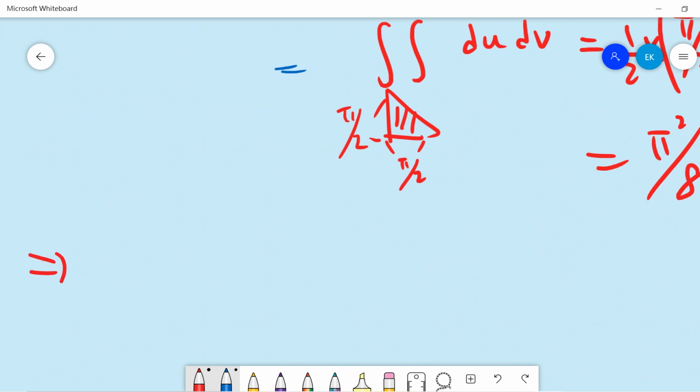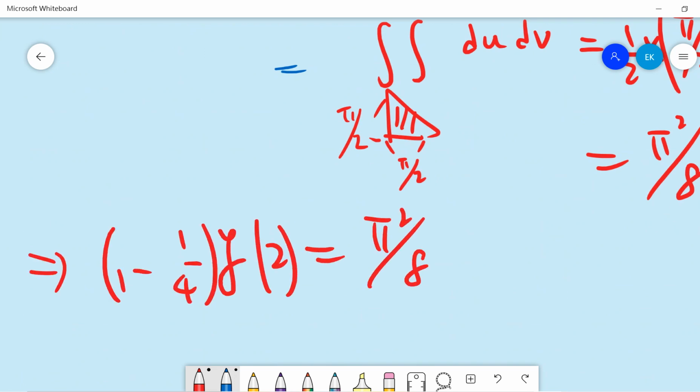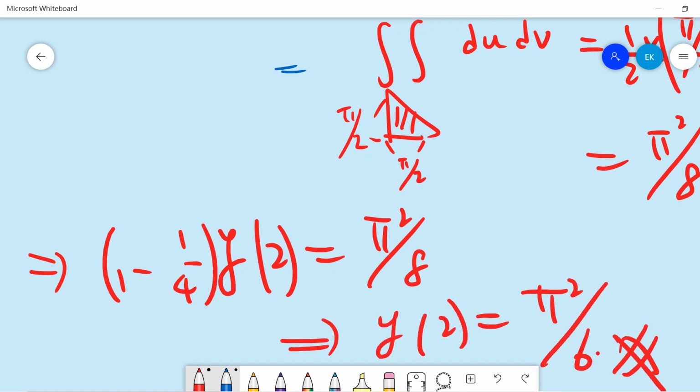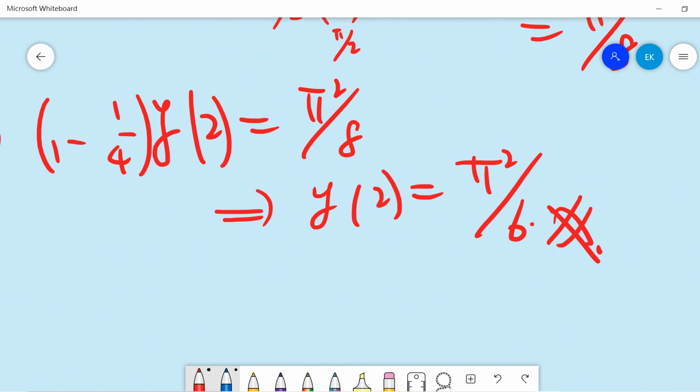And basically, we have 1 minus 1/4 times zeta 2 equal to pi squared over 8. So it's pi squared over 6. Okay, so this is very amazing that you guys can do this.